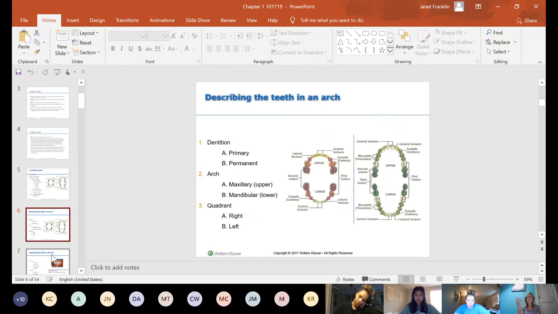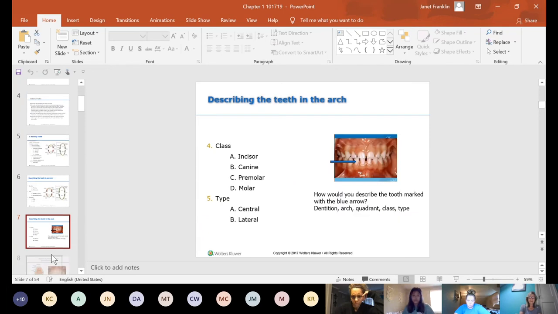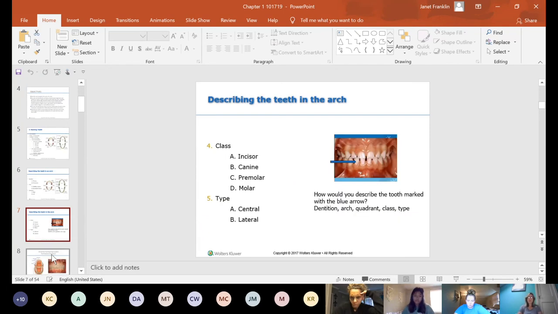So if you were talking about a tooth up here, you would be saying maxillary right. And then we're going to get to the next part. Then you're going to talk about the class of tooth. There are four classes of teeth: incisors, canines, premolars, and molars. So next you would say the class of tooth. If I was talking about a tooth up here, I would say maxillary right, first molar, second molar, third molar. If I was talking about this tooth right in the front, I would say it's the maxillary right incisor.